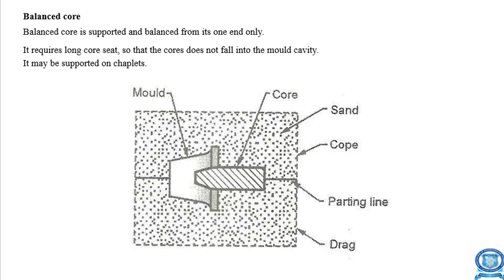Balancing core. Balancing core is supported and balanced from one end only, like a cantilever beam itself. It requires a long core seat so that the core does not fall in the mold cavity. It may be supported on chaplets.